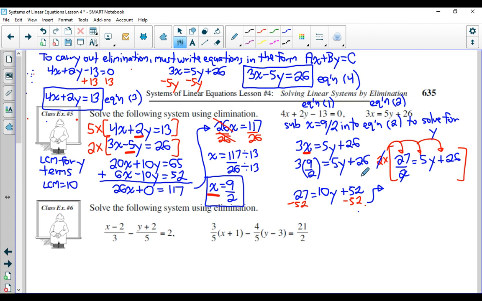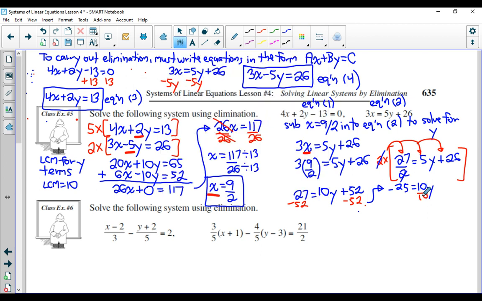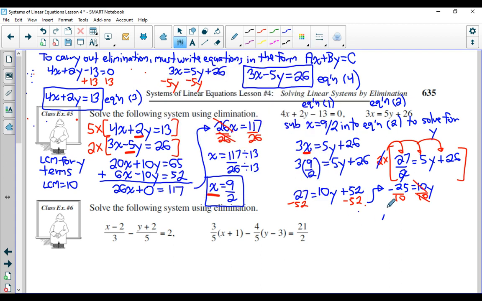So that's going to give me 27 minus 52 is negative 25. And this would be equal to 10y. And then I need to get y by itself, so I'm going to divide by 10, divide by 10. The 10s cancel. And then we're going to get a fraction again, but this fraction is easier to reduce at least. So this would be y is equal to negative 25 over 10. And if you divide the top and the bottom by 5, you get y is equal to negative 5 over 2.